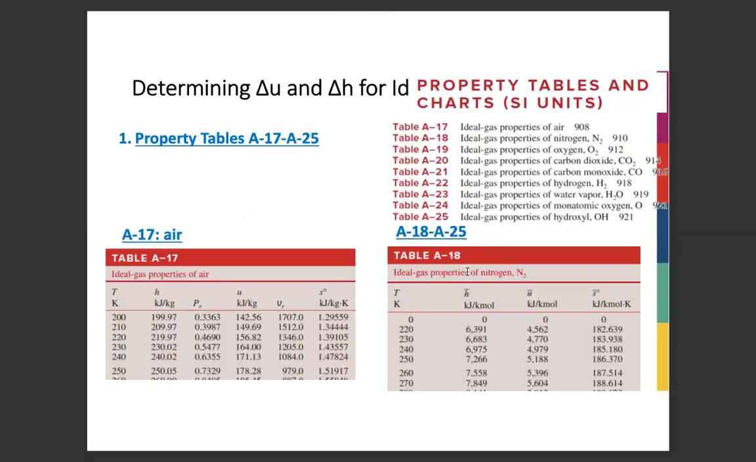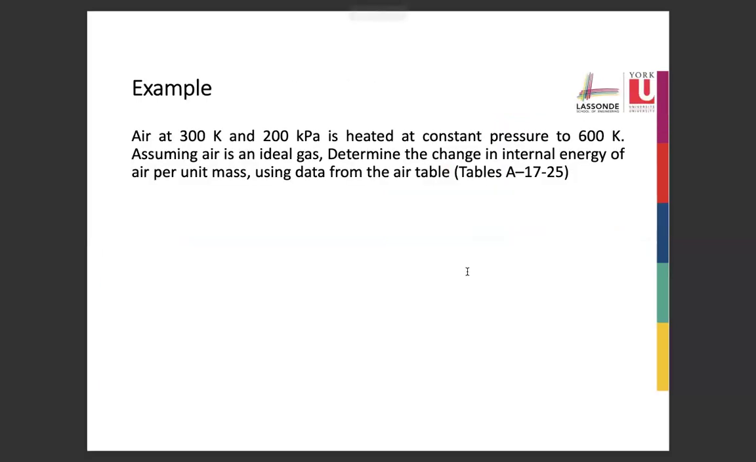It's the most basic. This is also the most accurate one. It's property tables. We have specific property tables from A17 to A25 for ideal gases for the different substances that you'd have in a problem. This is very intuitive. It's just properties from a table. We've been doing this so far. We're going to solve a few problems and you're going to see how this works.